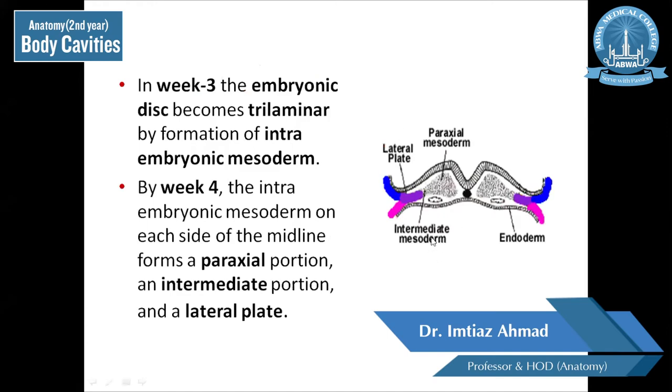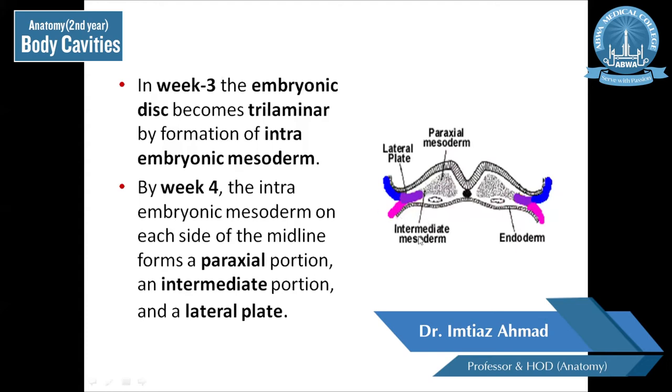Now, very early in week 3 of intrauterine life, the bilaminar embryonic disc becomes the trilaminar, having the ectoderm, the mesoderm, and the endoderm. So in the third week of development, there are three germinal layers. The background knowledge, you know. The ectoderm on the outer side, the endoderm on the inner side, and mesoderm in the middle.